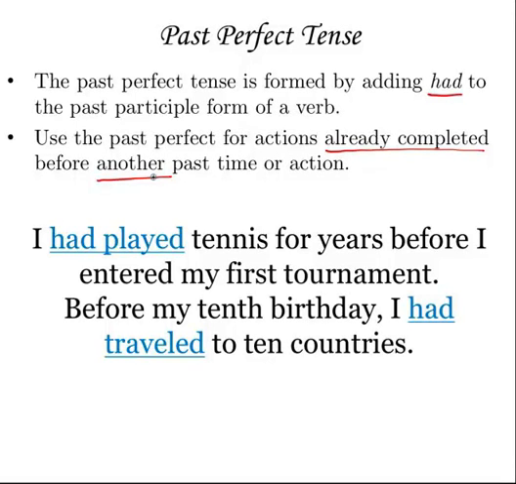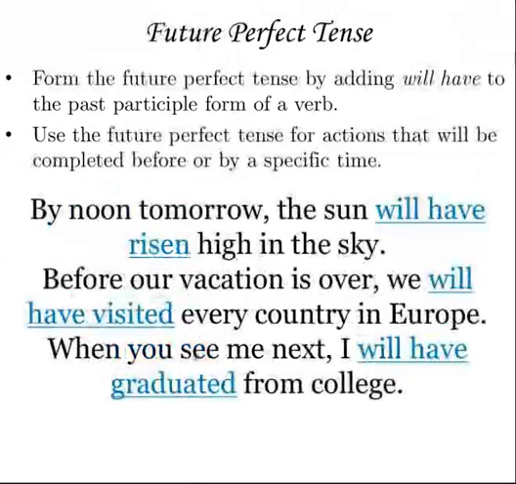So, I had played tennis for years before I entered my first tournament. Notice that the verb entered is in the past tense. Entering the tournament is in the past, and playing tennis for years is the past of the past. So, the past perfect, had played. And similarly, before my 10th birthday, I had traveled to 10 countries. Again, we're talking about the 10th birthday like it happened in the past. The travel happened before that, so past of the past, past perfect.